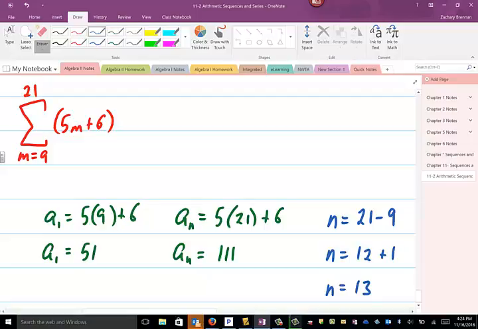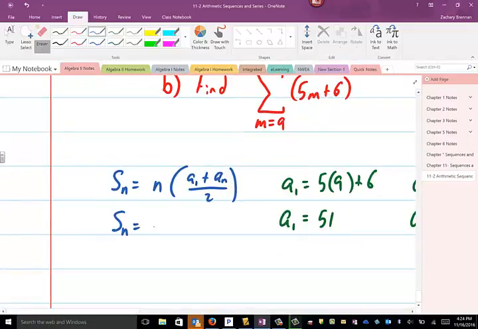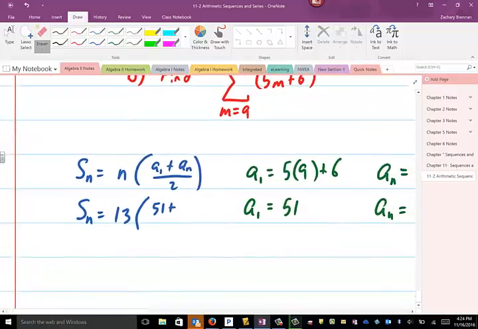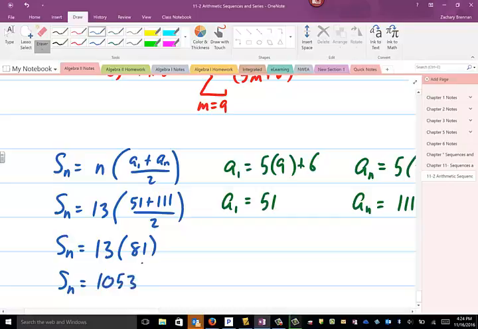Plug that stuff in. I shouldn't even need to help you with the end. Plug the 13 in and you're going to get this. S sub n equals 13 times 51 plus, wasn't it, 111 over 2. I would like to see a little bit of work here, so don't do it all at one time, but I don't care if you do 51 plus 111. That's 162. Divide it by 2. It's going to be 81. So I'd like to see this 13 times 81. And 81 times 13 is, the sum would be 1,053.